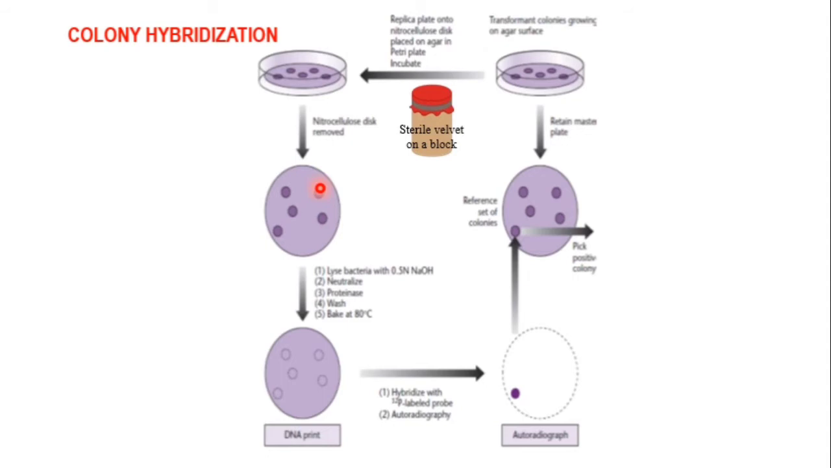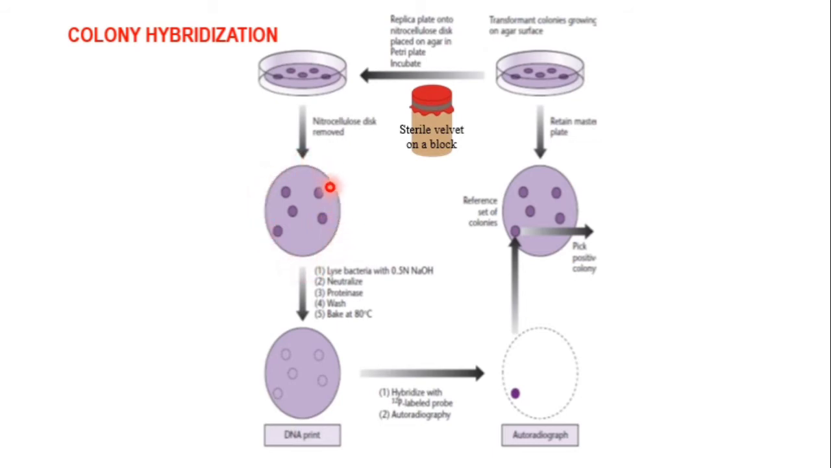Okay, the single stranded DNA will remain here, and the remaining DNA will be detached. After that, we'll treat with proteinase enzyme to remove the proteins, then we'll wash, and bake this nitrocellulose membrane at 80 degrees Celsius. At that time, the single stranded DNA will be tightly bound to this nitrocellulose membrane.